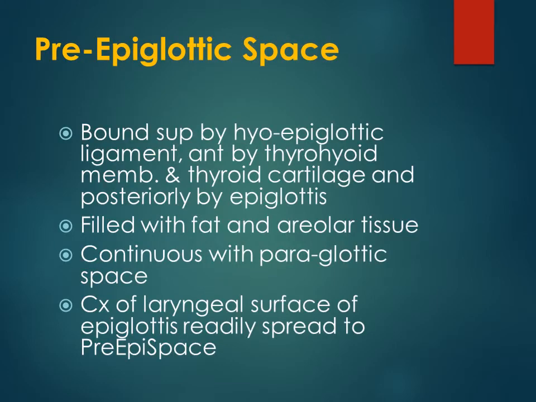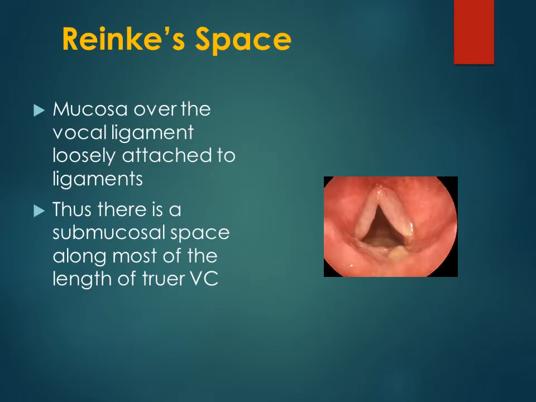The pre-epiglottic space is bounded superiorly by the hyoepiglottic ligament, anteriorly by the thyroid membrane and the thyroid cartilage, and posteriorly by the epiglottis. It is mainly filled with fat and areolar tissue, and it's continuous with the paraglottic space downwards. It's a very important space, as it allows for the spread of laryngeal cancer through the pre-epiglottic space.